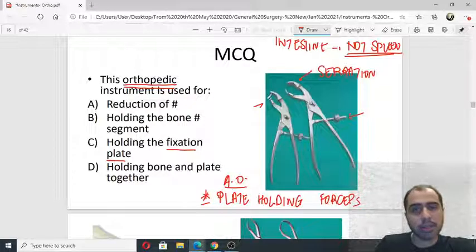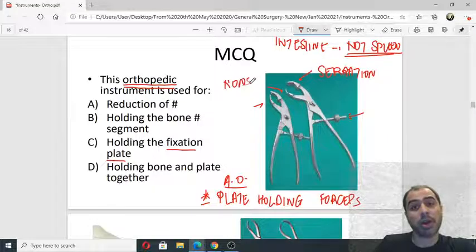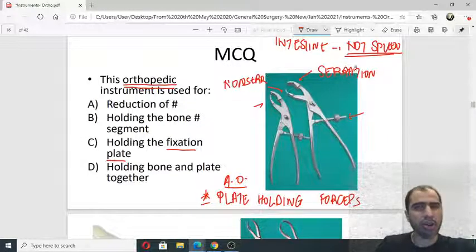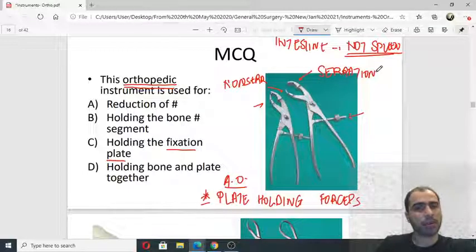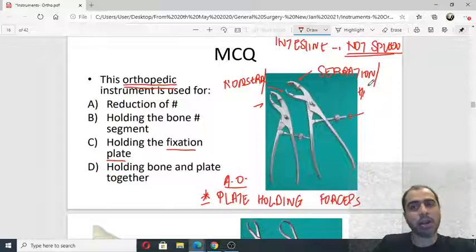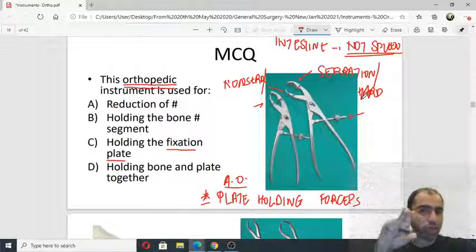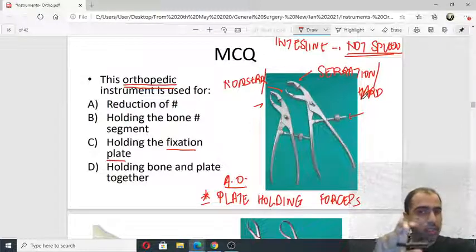Okay, the other surface, which you can't really make out, is non-serrated. This is the hallmark of the instrument. One surface will be soft, one surface will be hard. The hard side obviously is going to hold the bone. The soft side is going to hold the plate.